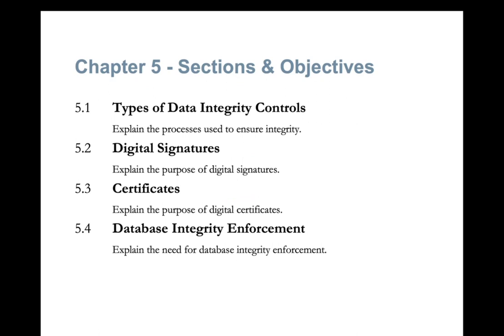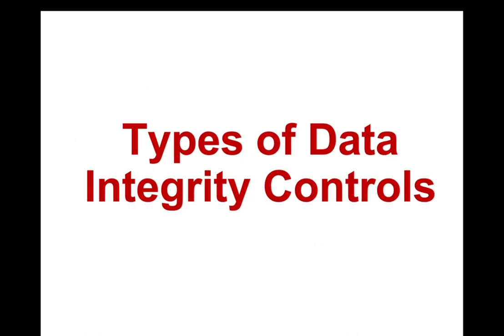In the types of data integrity controls, it basically explains the process that is used to ensure integrity. We talk more about it in terms of hash functions, then digital signatures, and the purpose of digital signatures. We talk about each of these objectives in detail. First is the types of data integrity controls.